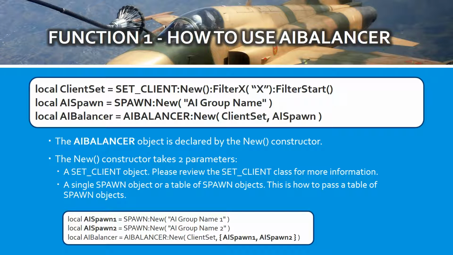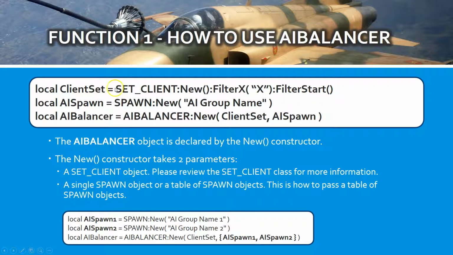So how do we use the AI balancer? And let's talk syntax here. So the first is the AI balancer. When you instantiate it using the new constructor, it takes two parameters. It takes a client set and it takes an AI spawn object.